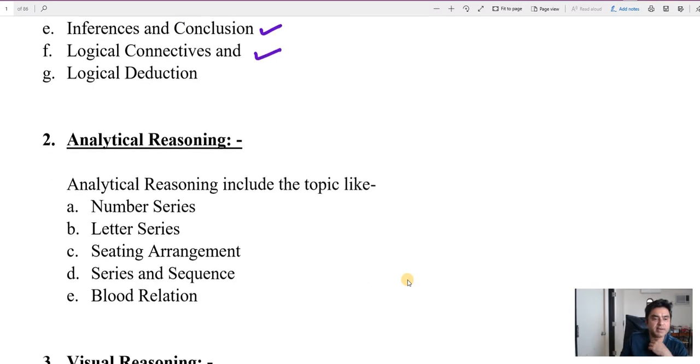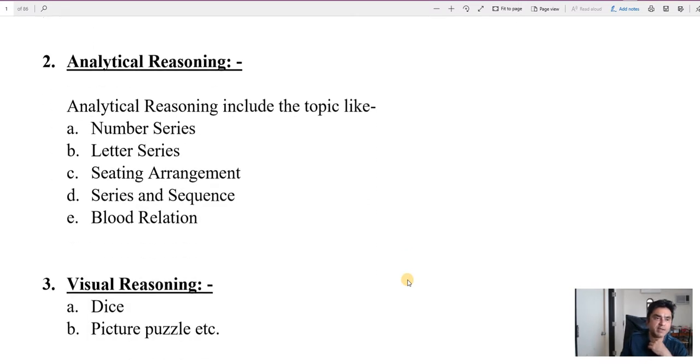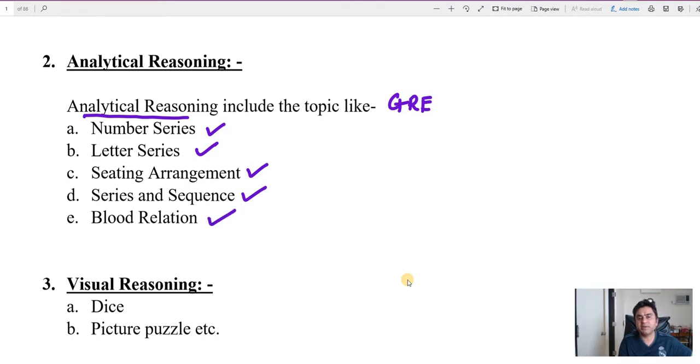The second type of logic is known as analytical reasoning. Particularly in the GRE exam, this area is focused more. There are certain MBA programs and many competitive exams where they ask analytical reasoning. Under analytical reasoning we are going to discuss number series, letter series, seating arrangement, series and sequence, blood relations, and many other items which come under analytical reasoning.